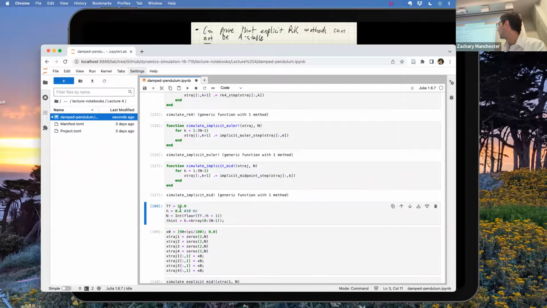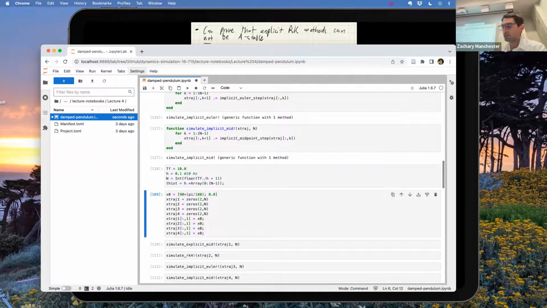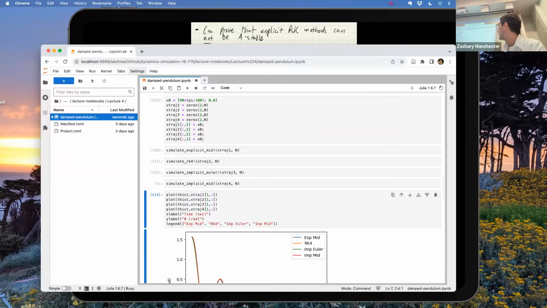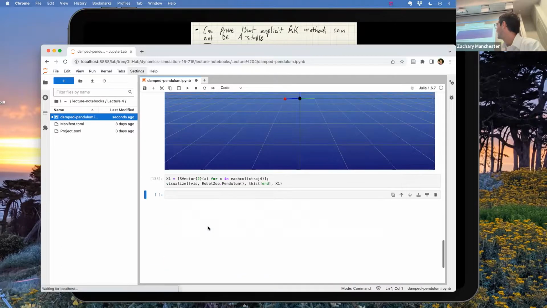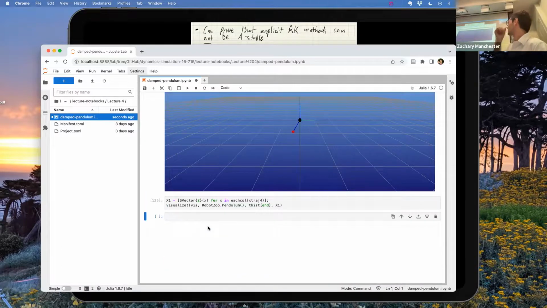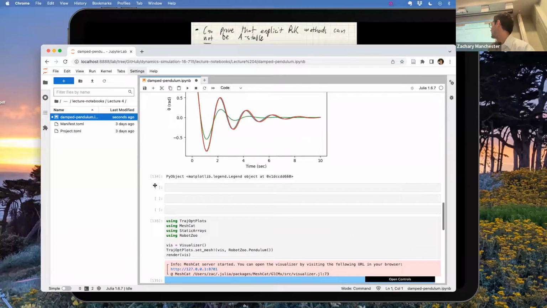These just simulate for n steps for all of them. This is 10 seconds at 10 hertz. We're just going to run them all and plot them. We can animate it, although it's not very exciting. And we all know what's going to happen, right? The pendulum damps out. Cool.